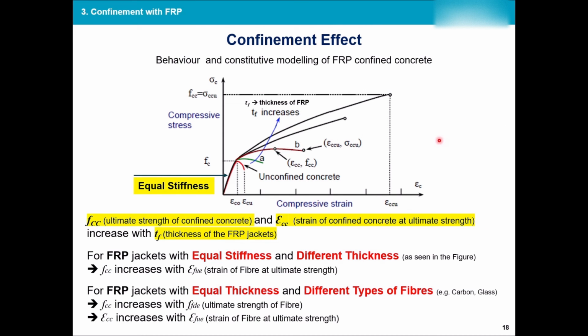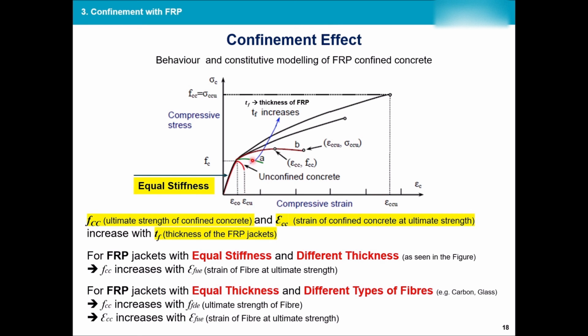Now let's see the confinement effects when we're just adding to the thickness of our FRP. So we have one unconfined concrete, which, as you can see, the ultimate strength is over here, and by dividing this over the other one, you can find the ductility in terms of strain. So ultimate strain over the yield strain.